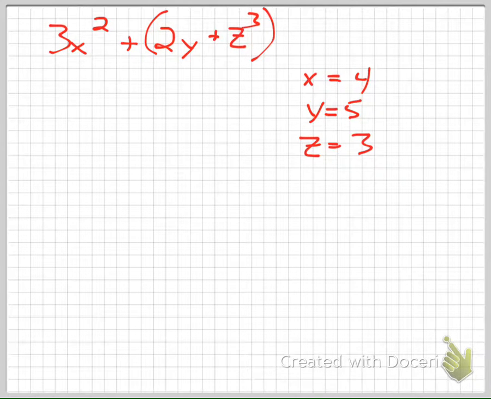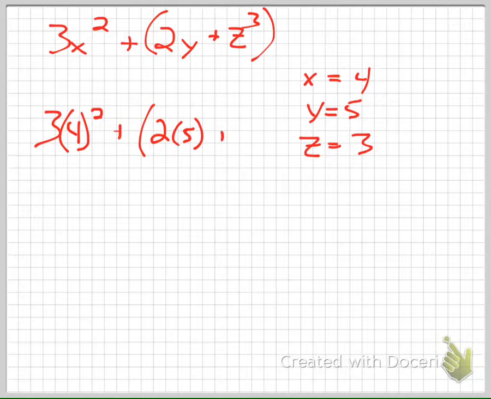When I plug them in, how do I do it? I put the numbers in parentheses, right? So watch this. Before you do anything, you have to plug everything in. You're going to go 3 times 4 squared plus 2 times 5 plus, in parentheses, 3 to the third. Does that make sense? Why is it so important that we do that? Do you remember?